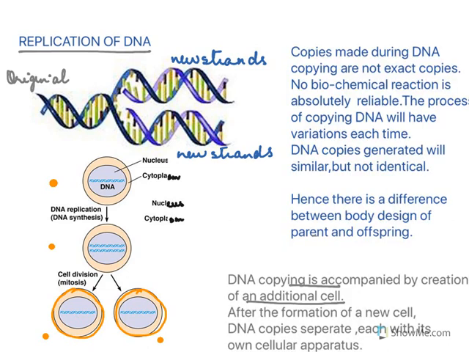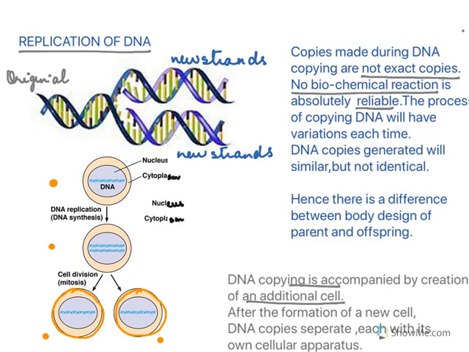During the copying of the DNA, there are always certain mistakes. The DNA is a very long molecule, and as it is being copied, there are certain variations. There is never an exact copy of a DNA made. And the reason is no biochemical reaction is absolutely reliable. Every biochemical reaction is different. It's not identical. So the new DNA that is made will never be identical to its parent DNA.